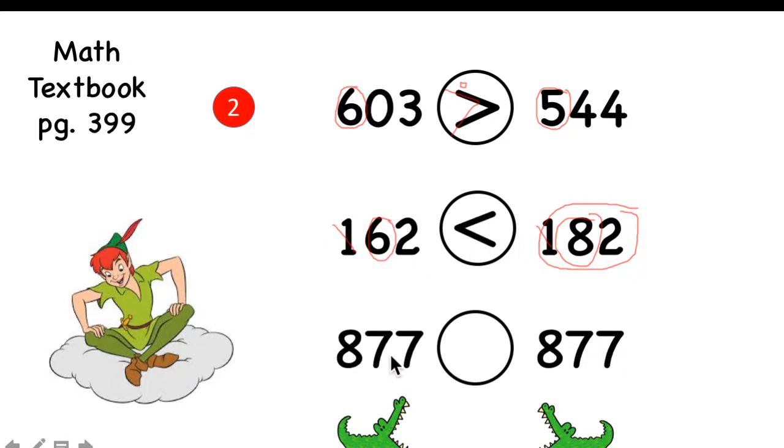And 877 and 877. You can see the digits are the same. That means the numbers are equal.